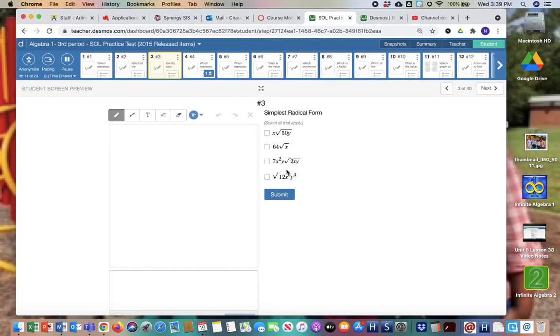So which one of these are simplified in simplest radical form? Notice this, though. It's really important. Select all that apply. So we can have more than one answer here. You don't want to just get to your first choice and go, oh, well, that must be it. Okay, so I'm going to start out with the idea that it's all of them. And then say which ones are already simplified.